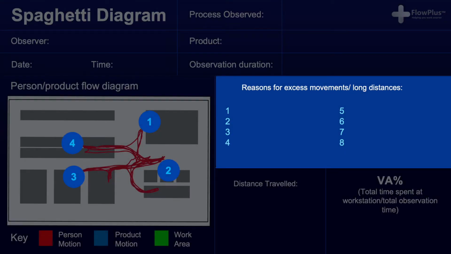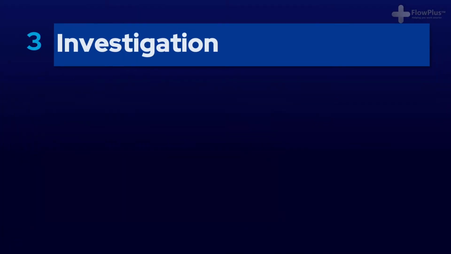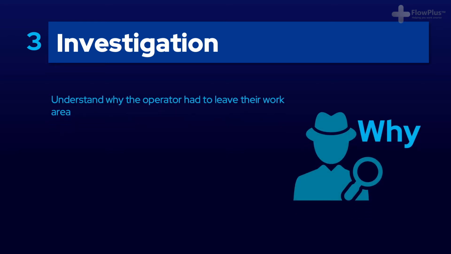The next section of the spaghetti diagram is where you become the detective. The idea is to investigate each occasion when the operator leaves their workstation to understand why. In order to prevent disrupting the operator, simply record the split times from your stopwatch for how long they are away each time and write the number onto the spaghetti diagram in a different colour so you can match the time with the specific movement.